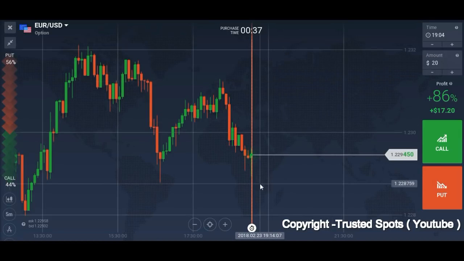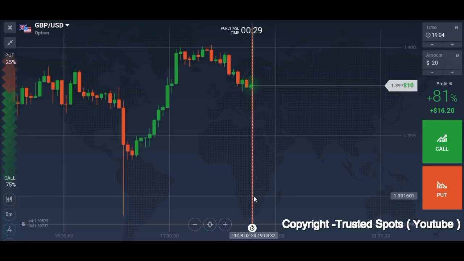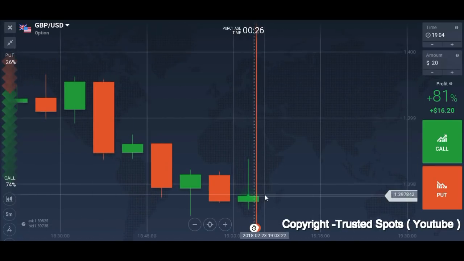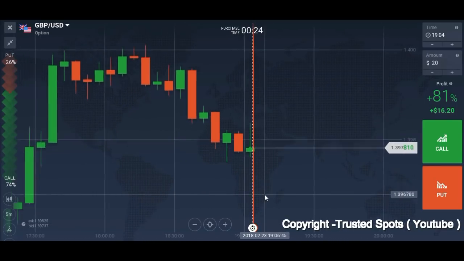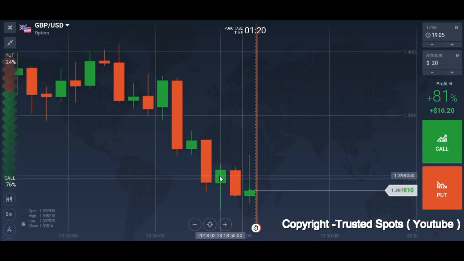So let's start. Right now, as you can see, this is a 5-minute candlestick chart. So we will try to trade with the trend, and I think we missed a trading opportunity here, but no problem. Our aim is to trade with the end of the candlestick. It means that our trade will finish with the finish of the candlestick. So our expiry time will be according to the candlestick.